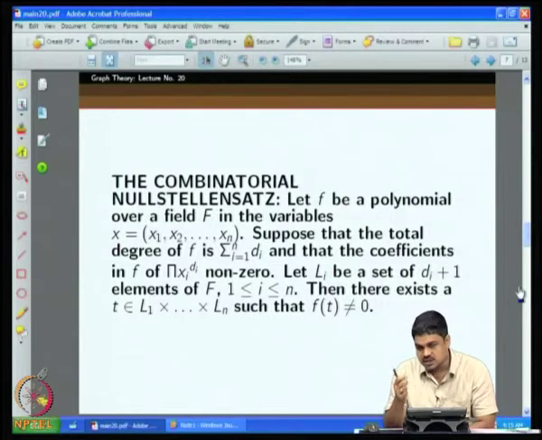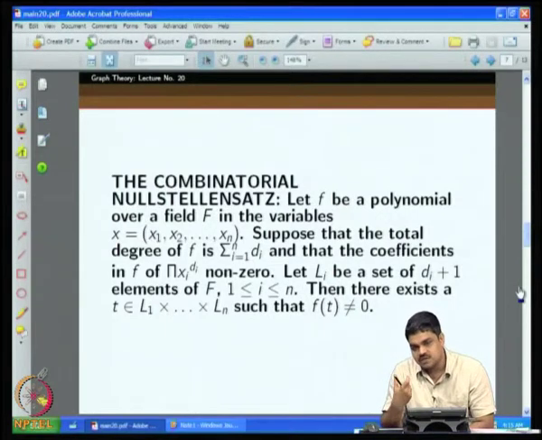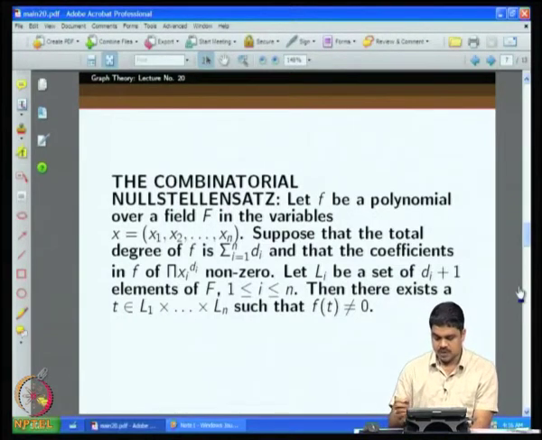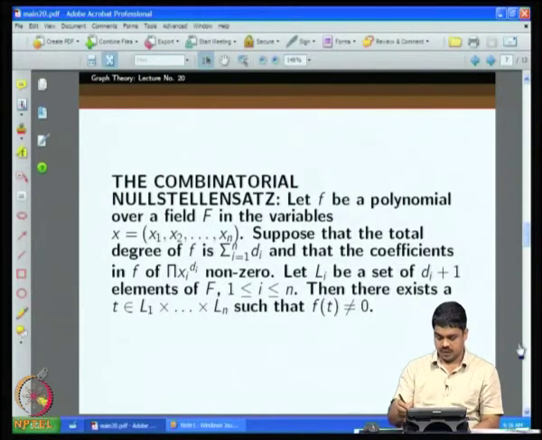Because we constructed g from f in such a way that if we are selecting values from the Li, g of t and f of t will be the same. Now, we got a t from selecting from Li such that g of t is not equal to 0, then f of t also has to be non-zero. So, why did we do all this? How are we going to make use of this?